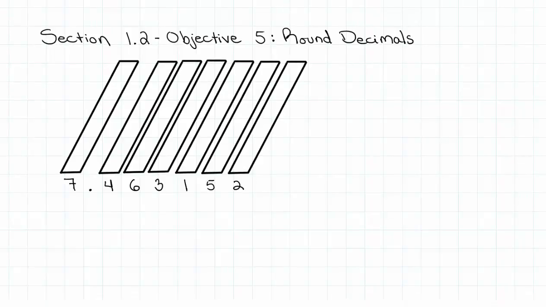Section 1.2, Objective 5, Round Decimals. Okay, so we're going to work with decimals and we're going to be talking about how to round decimals. In order to round decimals, we need to know the place values.